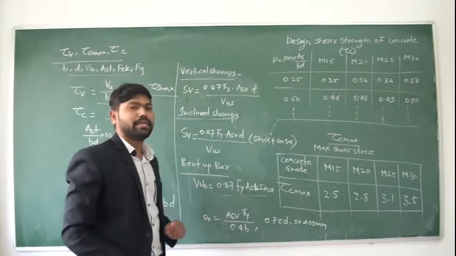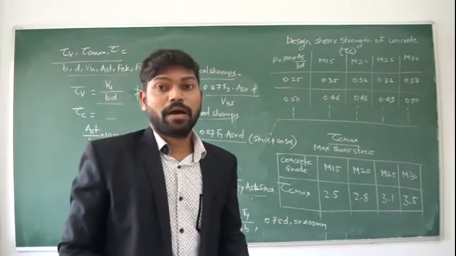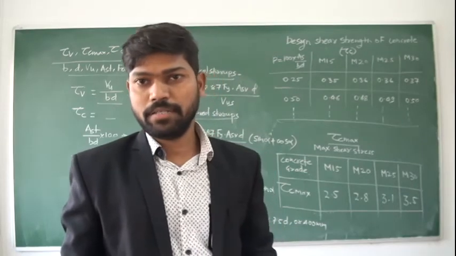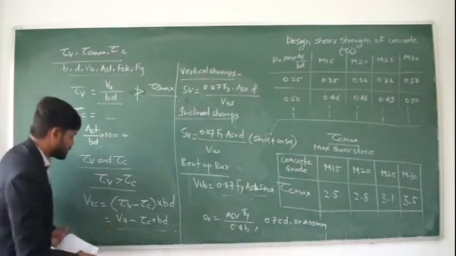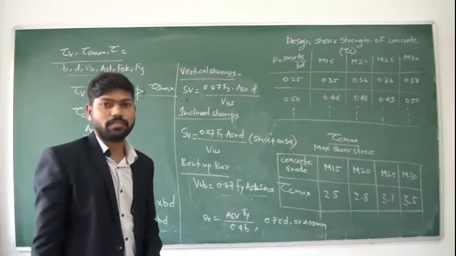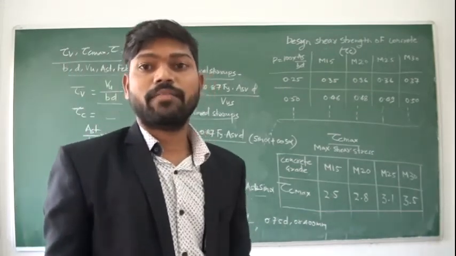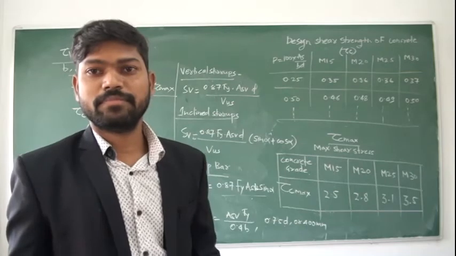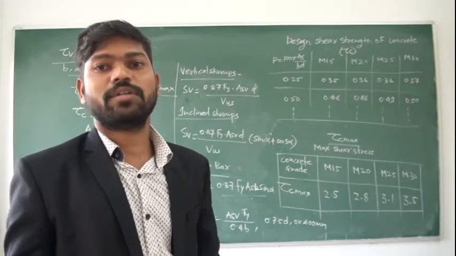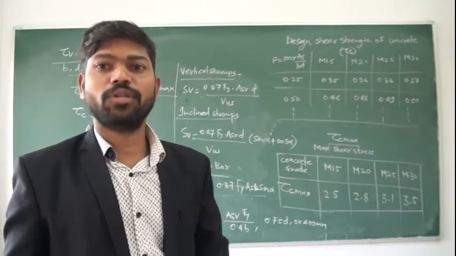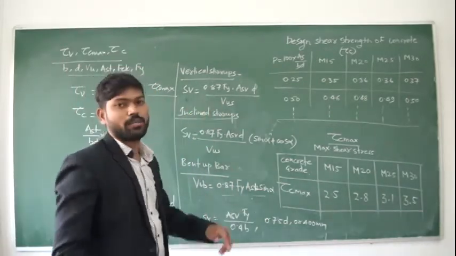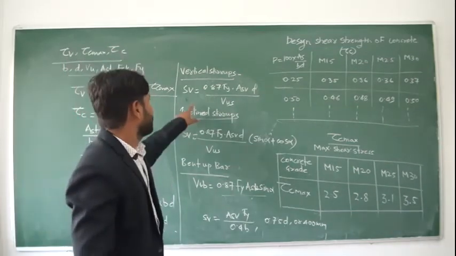Now what about the bent up bar? See, bent up bar cannot take 100% of the shear force for which reinforcement is required. Means this VUS is, let us say, 100 kilonewton. In that case, bent up bar will not take all 100 kilonewton. Bent up bar will contribute only up to 50% of the total shear to be resisted. Means bent up bar will take only 50 kilonewton. For the remaining 50 kilonewton, you have to design vertical stirrups again.